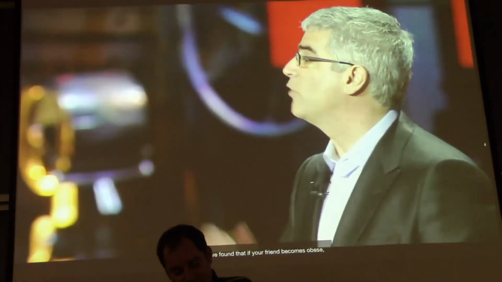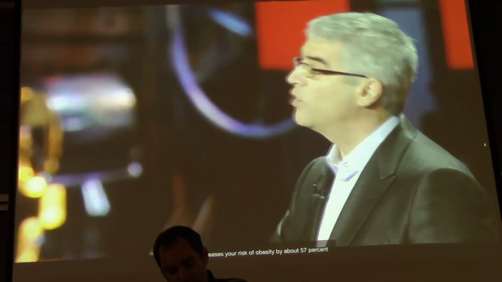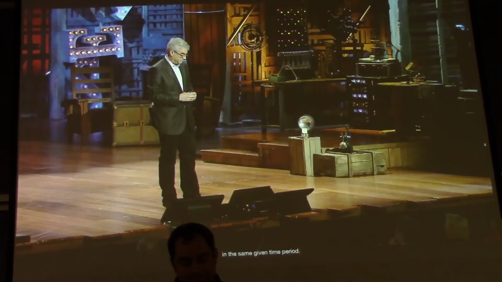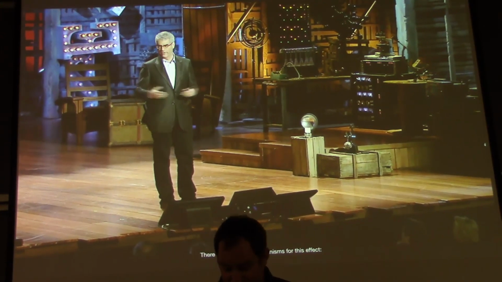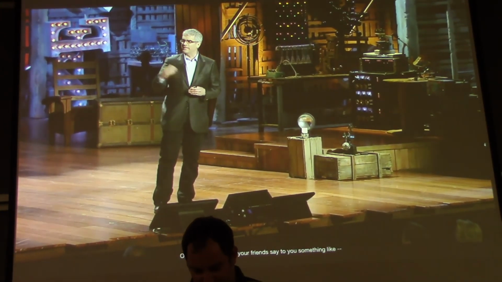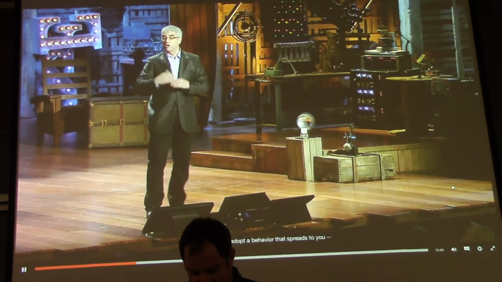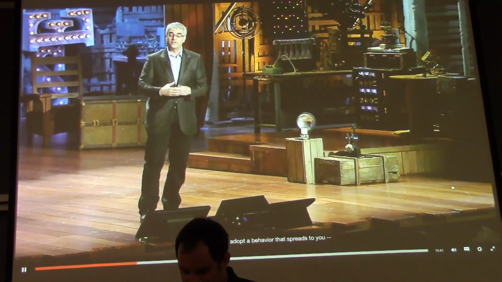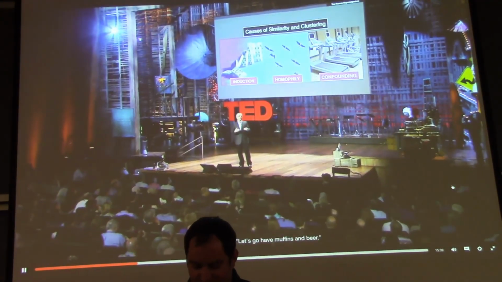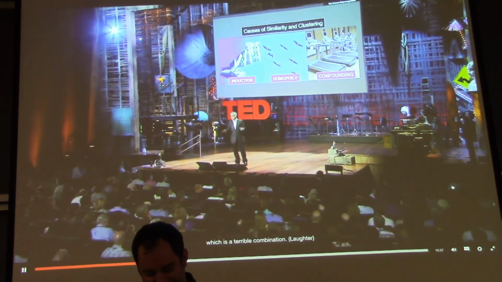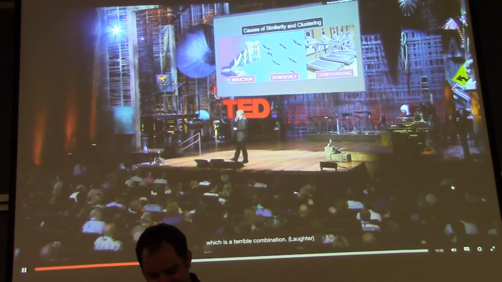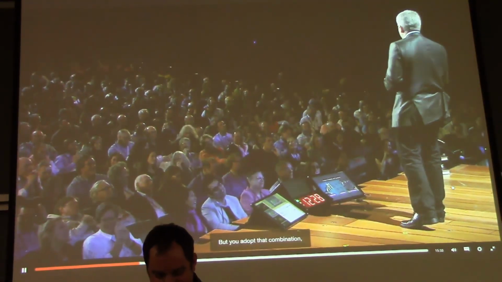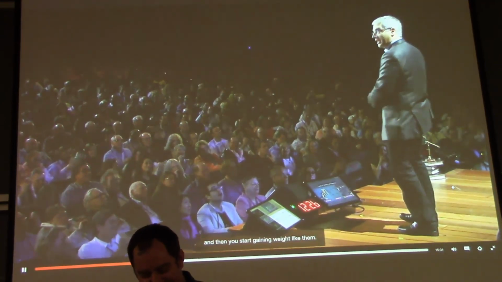We found that if your friend becomes obese, it increases your risk of obesity by about 57% in the same given time period. And there can be many mechanisms for this effect. One possibility is that your friends adopt a behavior that spreads to you, like they say, let's go have muffins and beer, which is a terrible combination. But you adopt that combination and then you start gaining weight like them.